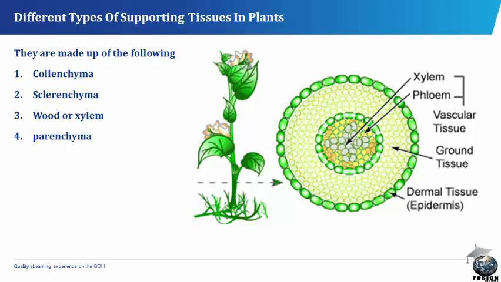Lastly, the parenchyma. The cells of a parenchyma are large, thin-walled, and contain air spaces. They are called packing or ground tissues.